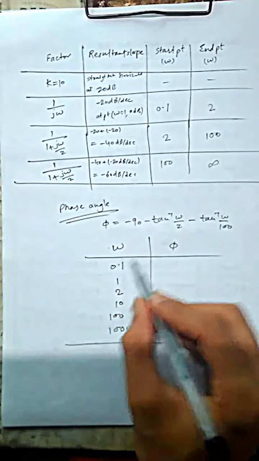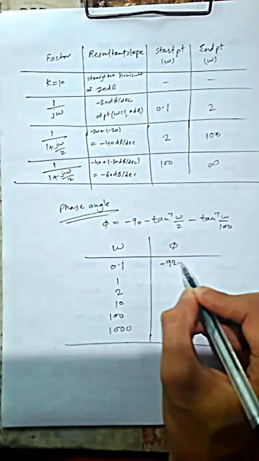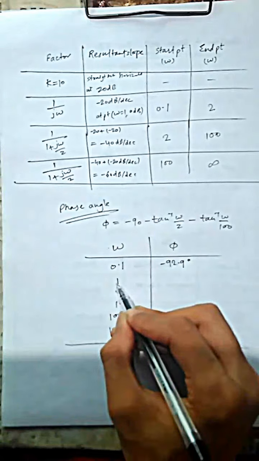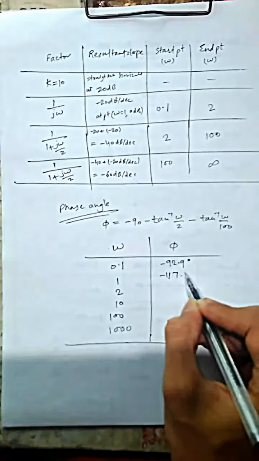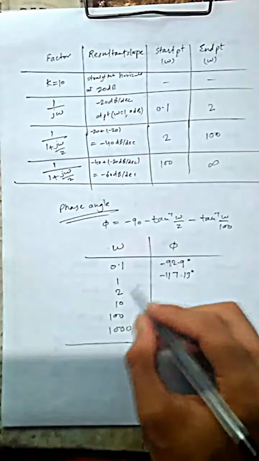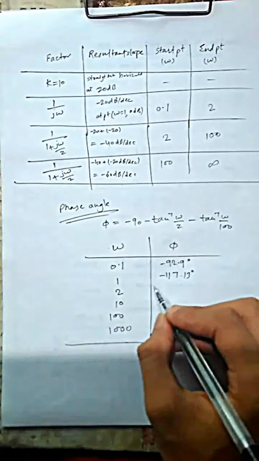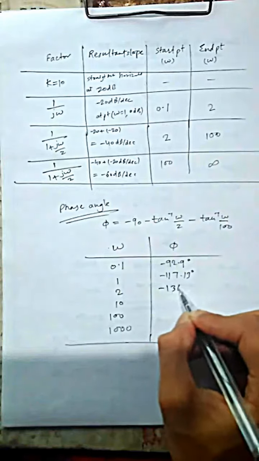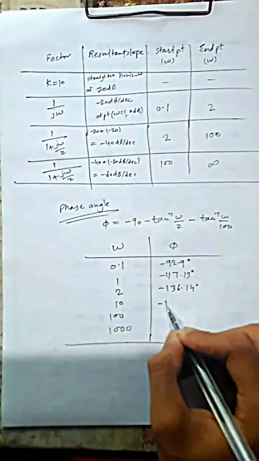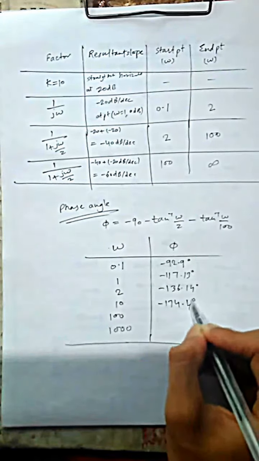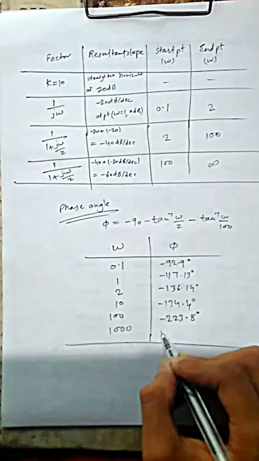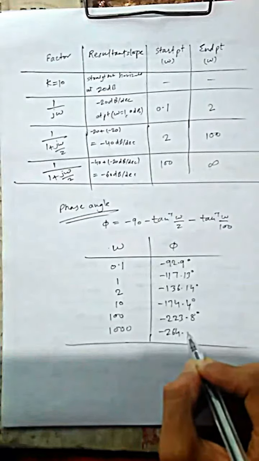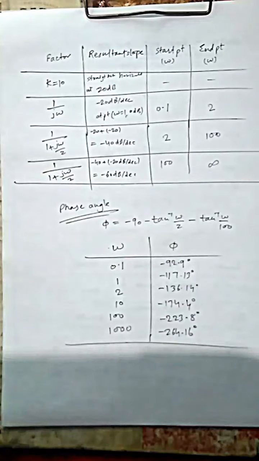If you put 0.1, you get minus 92.9 degree. If you put 1, you get minus 117.13 degree. Continue putting in each value. You get minus 136.14, minus 174.4, then minus 223.8 degrees, minus 264.1 degree. We got each value with negative sign.